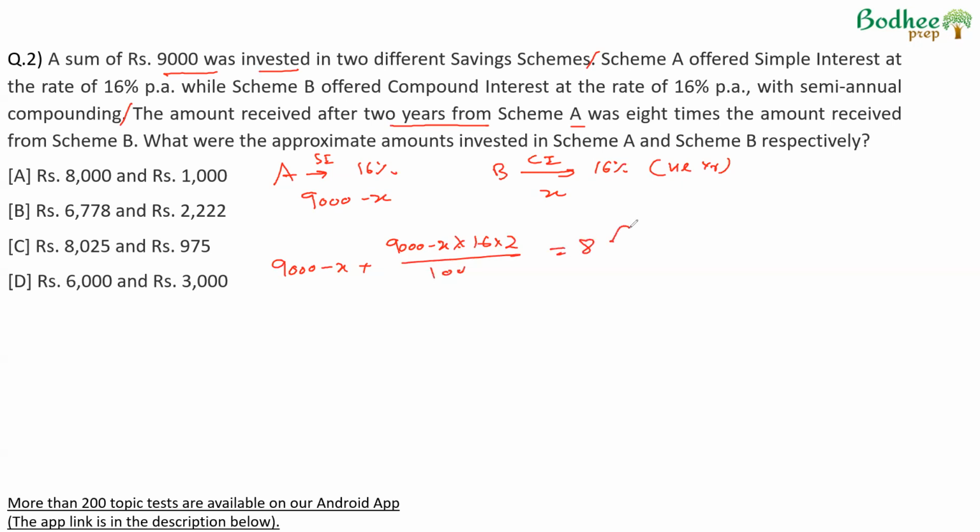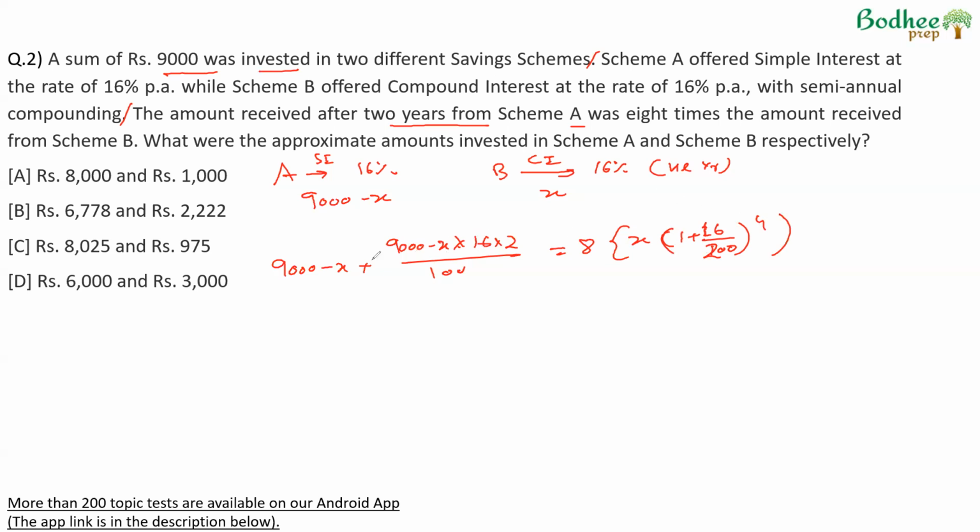This is 8 times of principal into 1 plus rate upon 100. And this is half yearly, therefore 16 by 200 raised to power 4. 16 by 200 will be 4 by 50, so 27 by 25 raised to power 4.